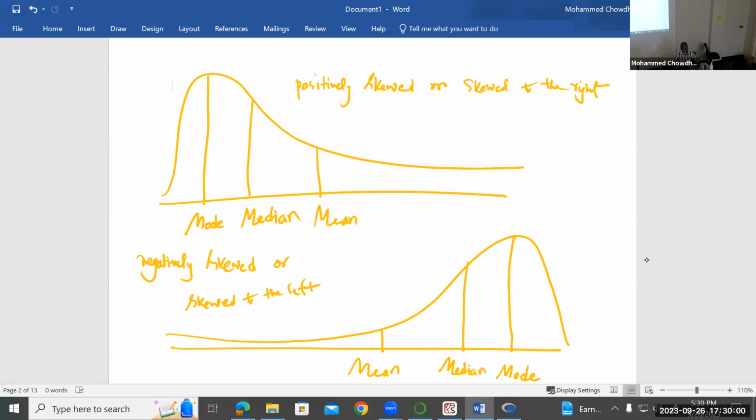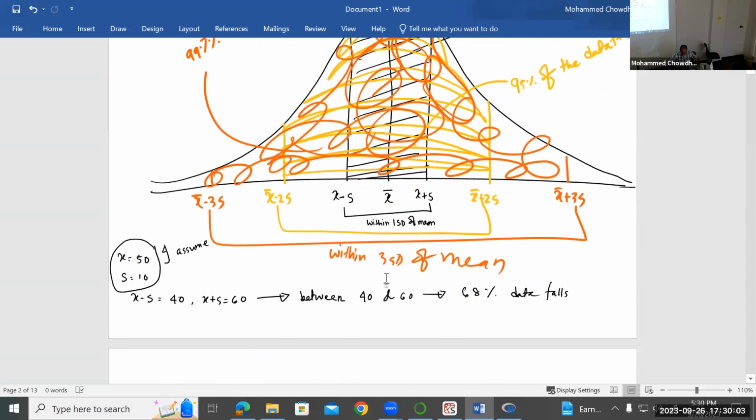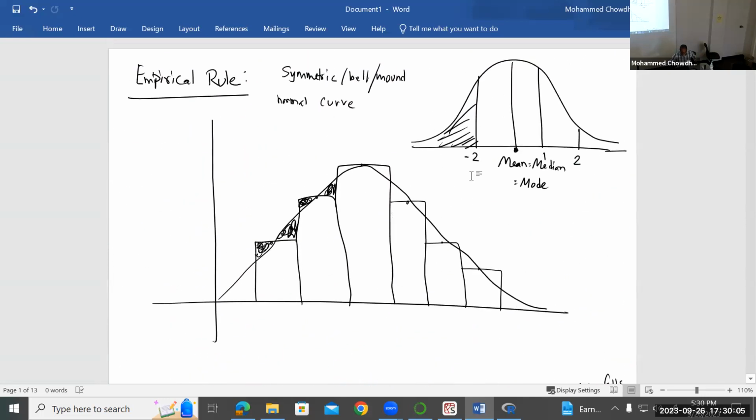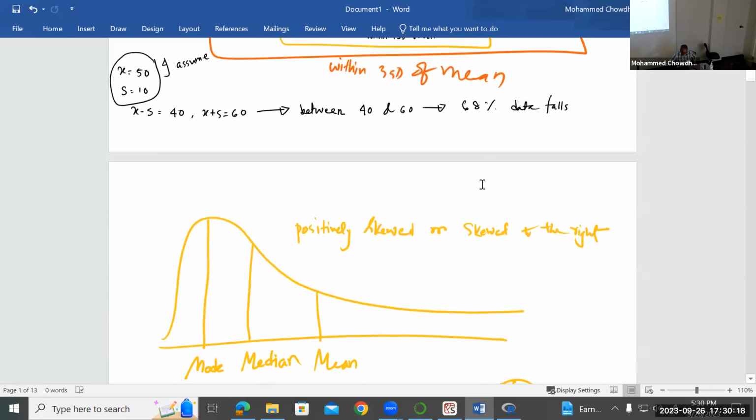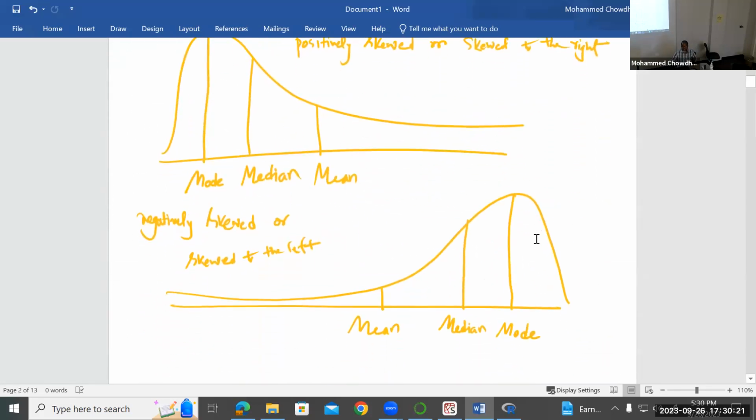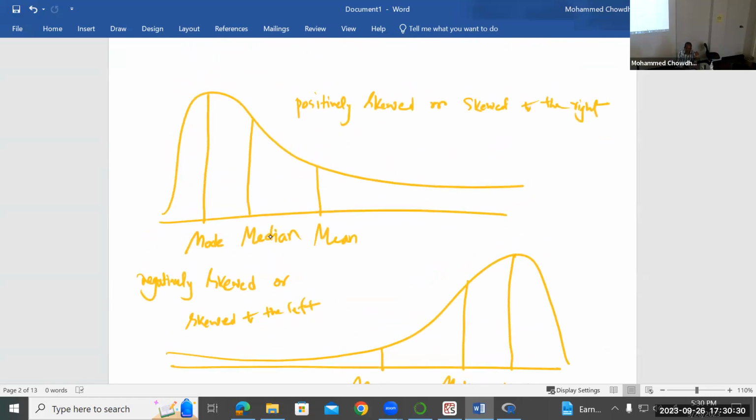Are you understanding? Previously I showed you the normal curve and I told you in this middle part mean, median, mode exist. When this is a normal curve, bell-shaped curve or mound-shaped curve, in this case mean, median, mode are the same. But if the curve is skewed to the left or skewed to the right, median is always in the middle and the highest peak has the mode, and then mean is in the left or right.